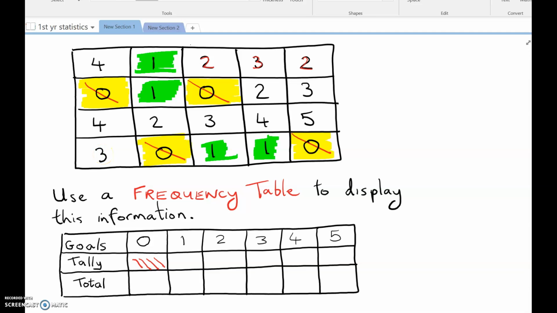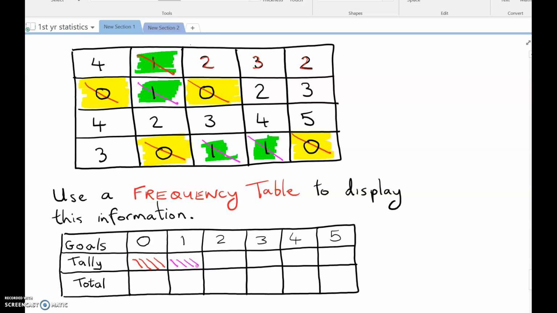Get my pen again and do my tally. 1. Okay, cross it off. Make a mark. Now, I'm going to do it in a different color because I don't want to get mixed up with the zeros. So cross it off, make a mark. Cross it off, make a mark. Cross it off, make a mark. Cross it off, make a mark. That's my tallies for ones.